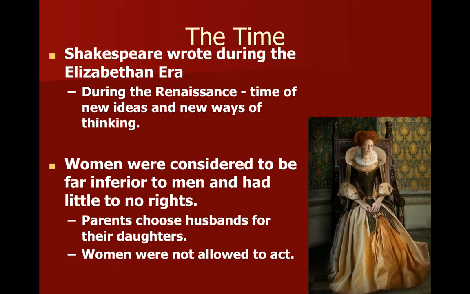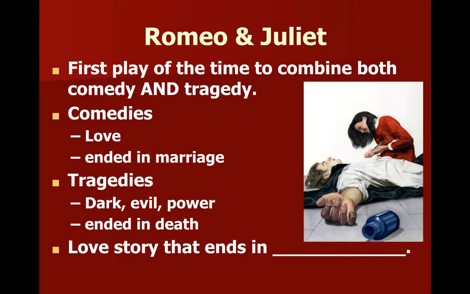We know that women were considered to be far inferior to men in the 1590s and early 1600s. We know that they weren't allowed to act. There's definitely set marriages for them where daughters don't have a choice in who they get to pick. Their parents do it for them. The first play of the time that had comedy and tragedy was Romeo and Juliet. This was something that wasn't really anticipated. There were comedies, there were tragedies, but to put them together was pretty uncommon, and it definitely brought on a lot of critiques for Shakespeare. But obviously, it's pretty amazing as it's over 400 years later, and we're still talking about it.